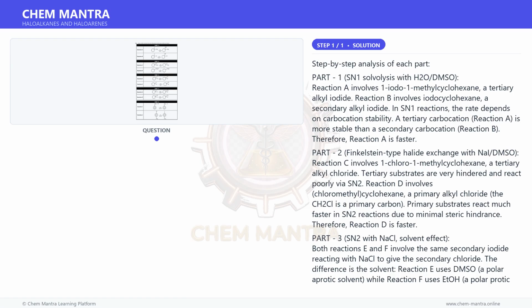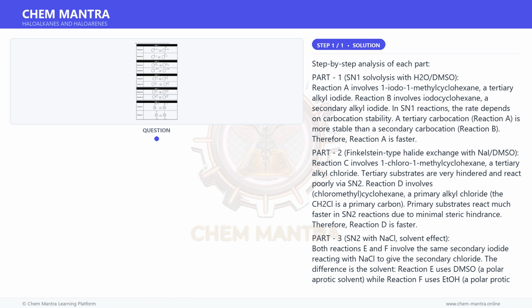Reaction D involves chloromethylcyclohexane, a primary alkyl chloride. The CH2-Cl is a primary carbon. Primary substrates react much faster in SN2 reactions due to minimal steric hindrance. Therefore, reaction D is faster.